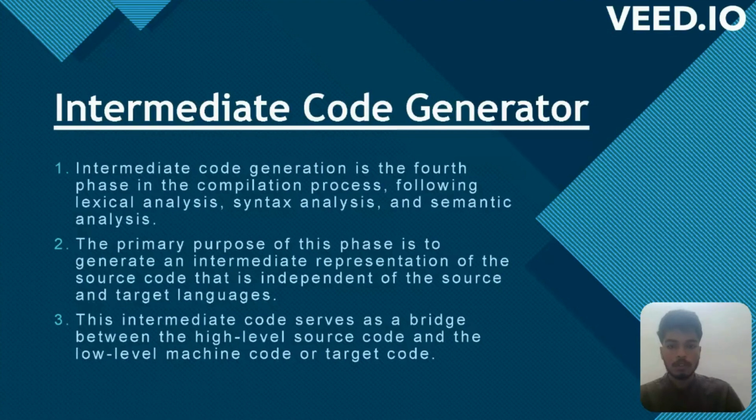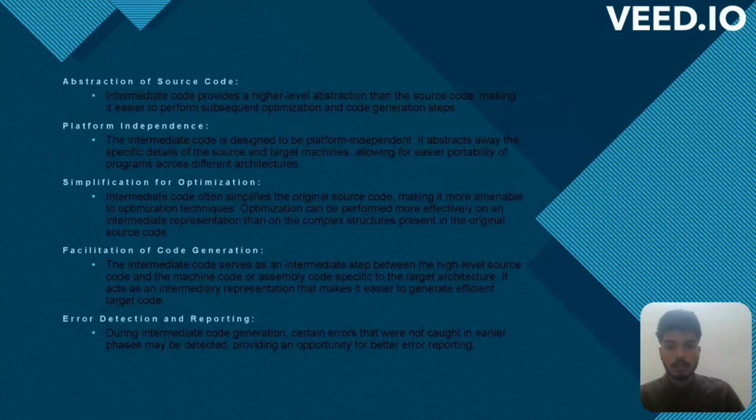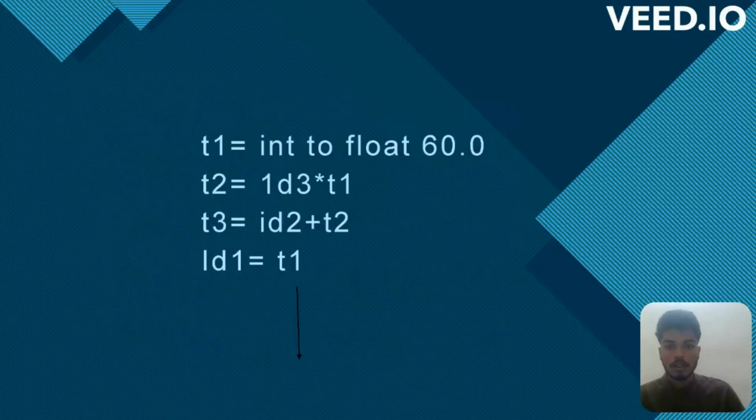This intermediate code serves as a bridge between the high-level source code and the low-level machine code or target code. Abstraction of source code: intermediate code provides a higher level abstraction than the source code, making it easier to perform subsequent optimization, code generation, and other steps. Platform independence, simplification for optimization, facilitation of code operations, error detection and reporting. It is an example of this.